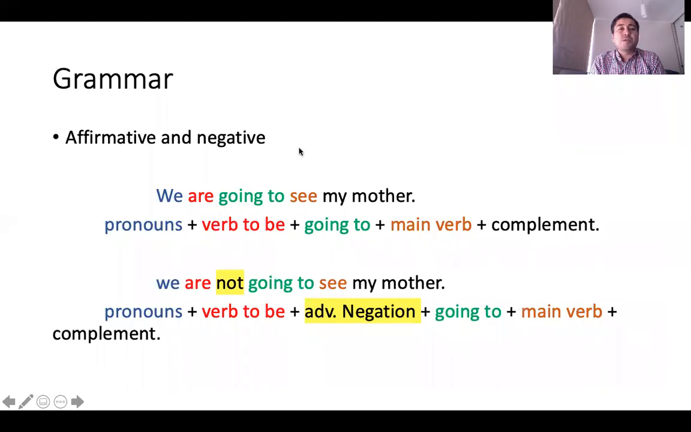Now, let's go into some grammar. The grammar is very simple to make affirmative and negative sentences. Here you see that we is the pronoun, are is the verb to be, going to, see is the main verb, and my mother is the complement. So we have the sentence, we are going to see my mother. Then when we want to make a negative sentence, we put the pronoun first, then the verb to be, then the word of negation, then going to, then the main verb, and at the end, of course, the complement. So you have the sentence, we are not going to see my mother.